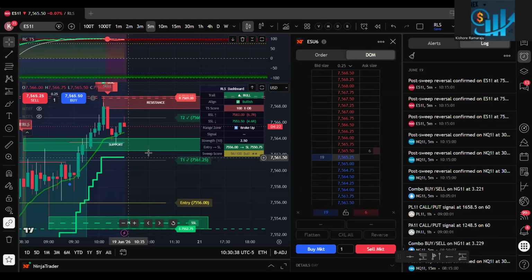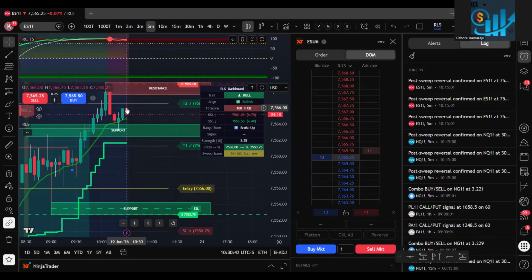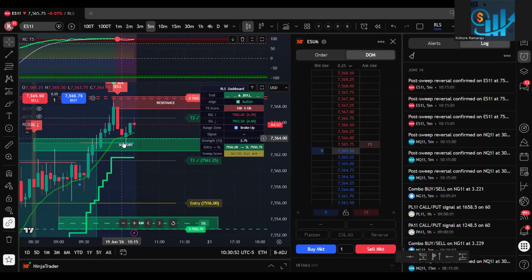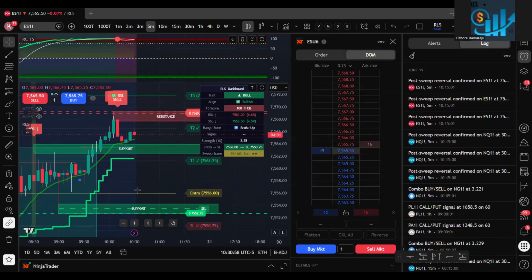It supported a small bounce. If it breaks this support, then we can enter one more time. Especially if you are trading with prop firms, all we need is $300-400 per account each day. That is good enough to make.